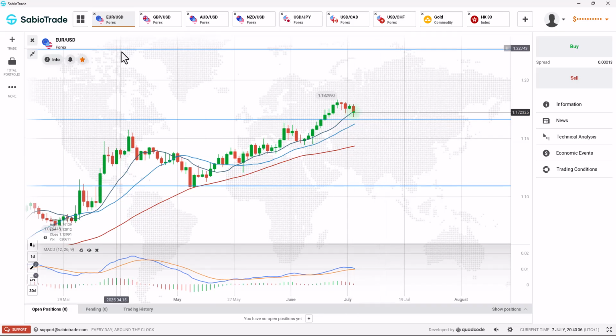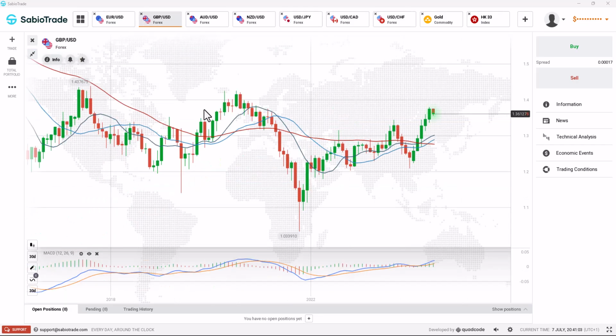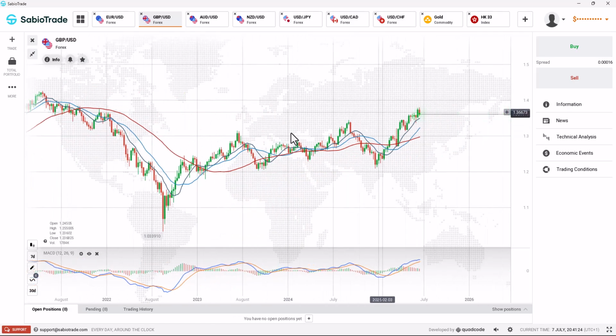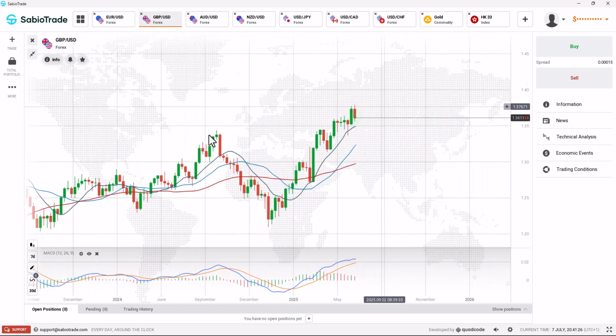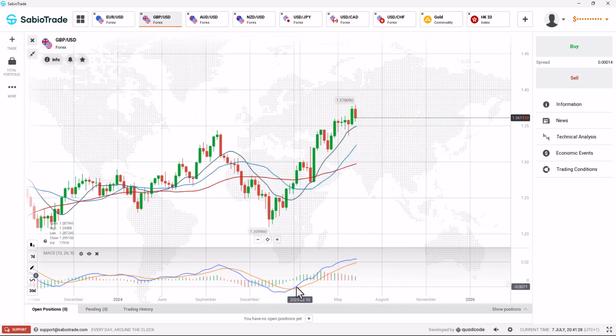Now, interestingly, when we move across and have a look at cable, GBP against the US dollar, we're also breaking fresh highs here, which supports the idea of a weaker US dollar and stronger pound. Going into more detail on the weekly, you can see again, very similar to euro dollar, we've got the MACD moving higher, and the 50, the 20, and the 10 in a nice bullish formation. We have a very clear, strong uptrend at the moment.